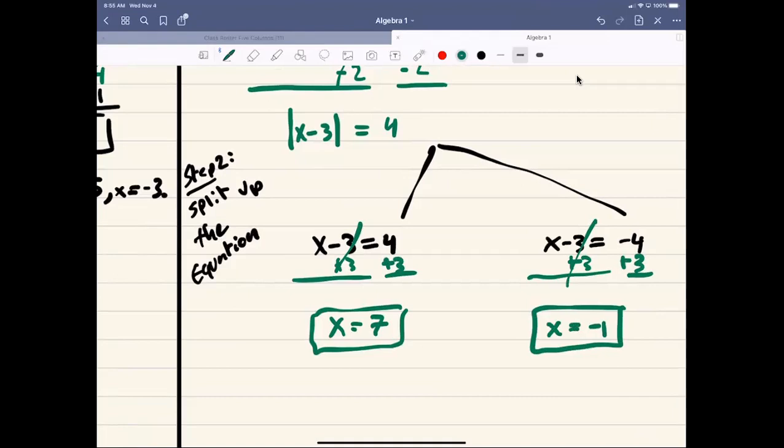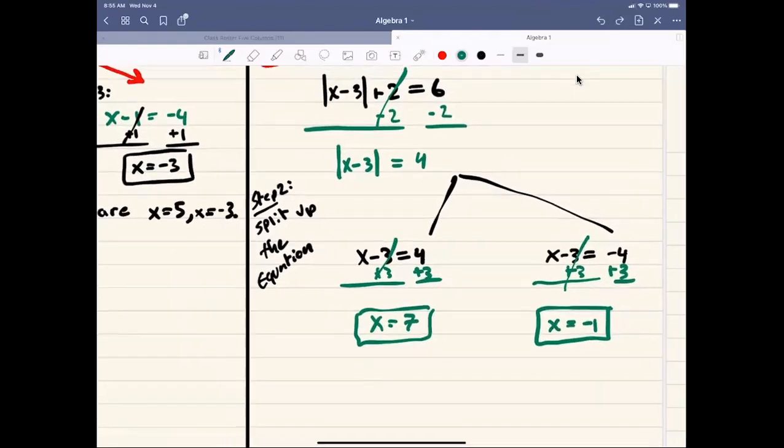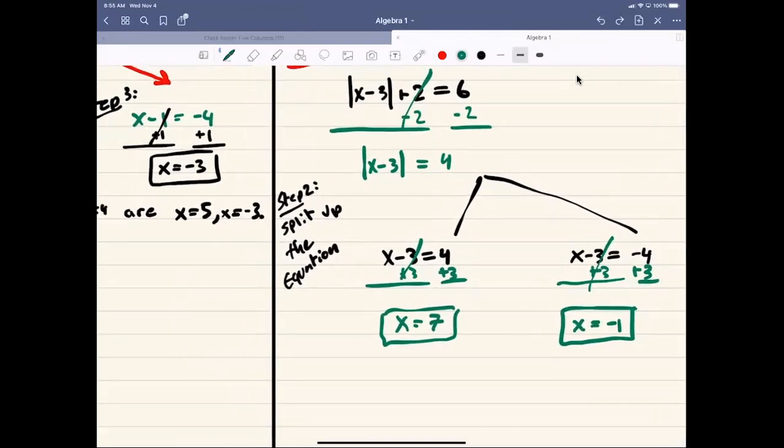So therefore, you don't have to write that sentence I wrote. That's just something I wrote for you guys. And then step 3, solve.